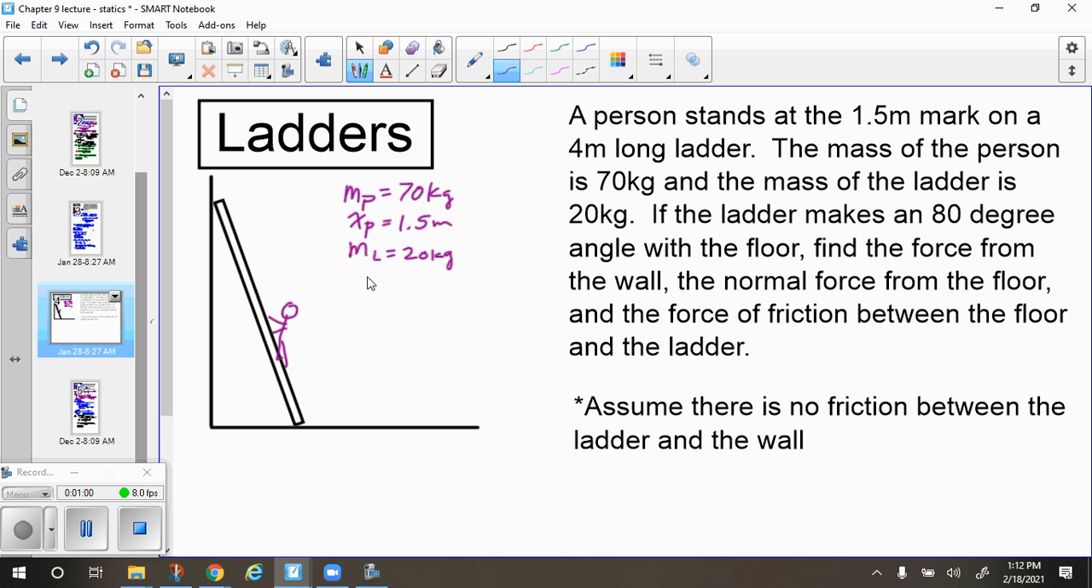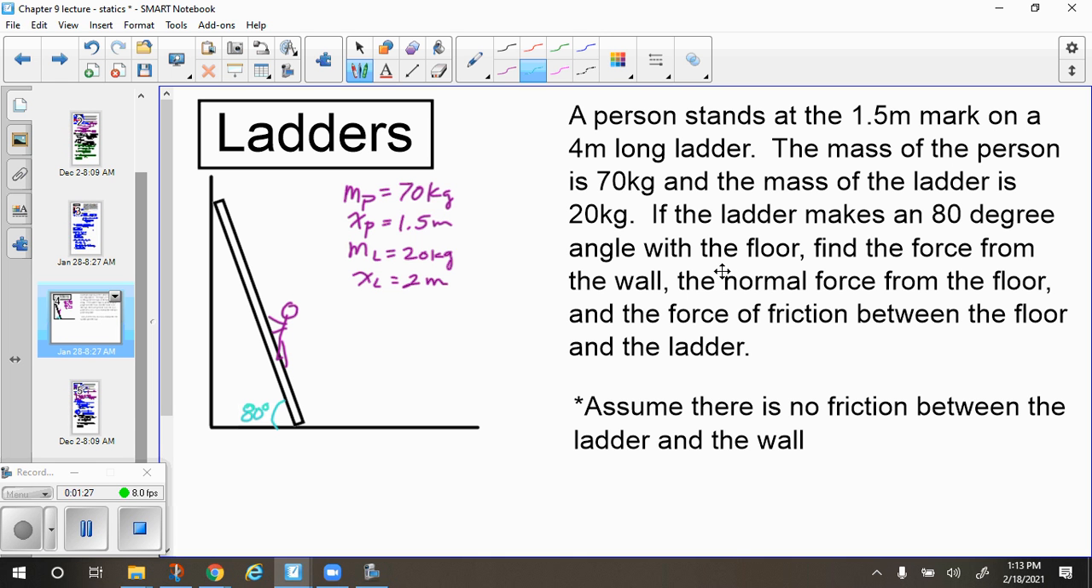And the position of the center of mass of the ladder will be halfway along the ladder, so that will be 2 meters, assuming it's uniform. And if it doesn't say if it's uniform or not, just assume it's uniform. And then we are also given the angle, so we know that this angle right here is 80 degrees.